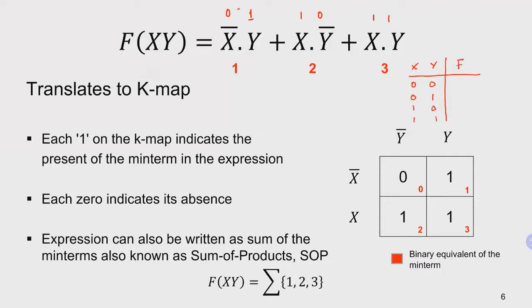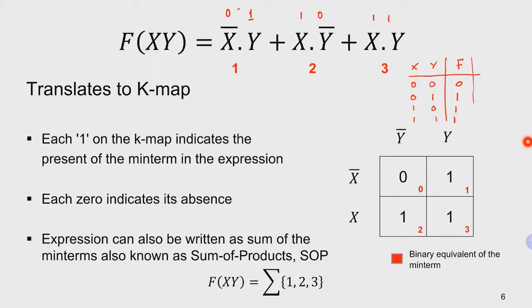So for our function, 0, 0, which means it's X bar and Y bar, we don't have a minterm here, so our truth table value here is 0. So 0, 1, which is our X bar and Y, we have a minterm in the function, so it will be equal to 1. And then 1, 0, which is X and Y bar, this is 1. And then 1, 1, both X and Y are true, and then we have a 1.